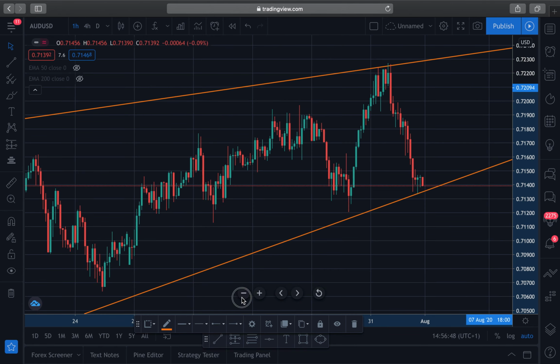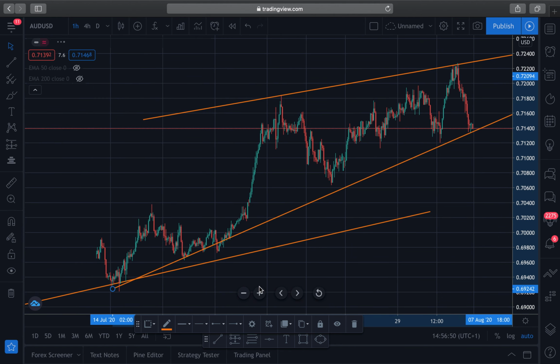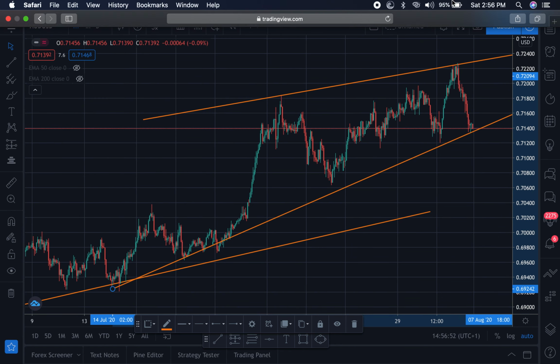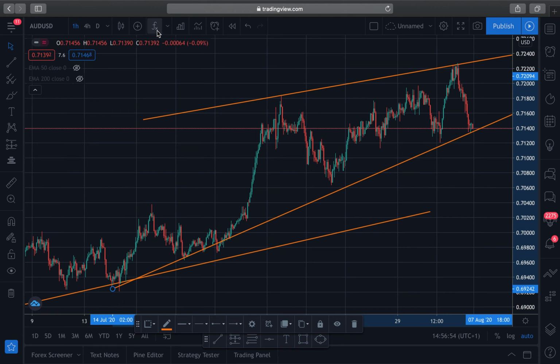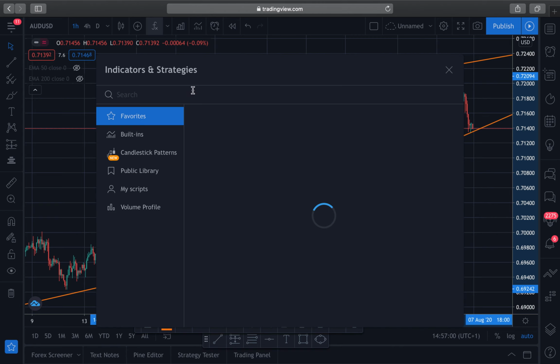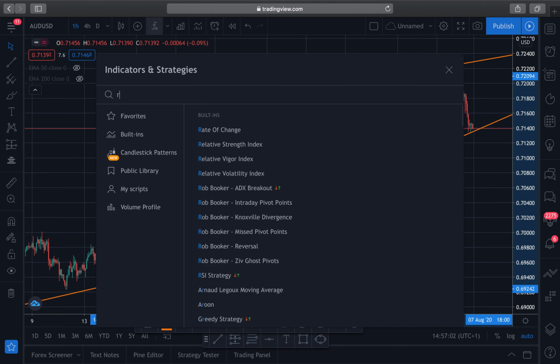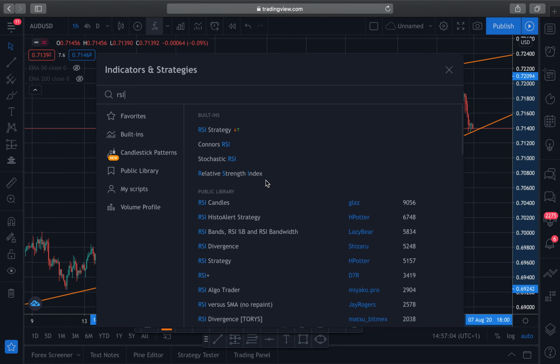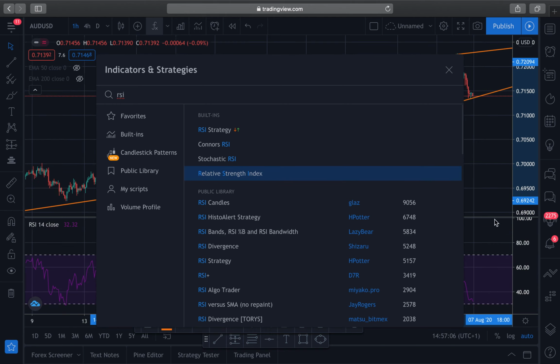And on my lower time frame, if you want to check for reversal, a very good way to check for a reversal pattern is to use the RSI indicator. So I will put in my RSI indicator. I don't know if you guys know about RSI, but if you don't, I'll share a video about it so you can actually learn more about it. I put in my RSI.